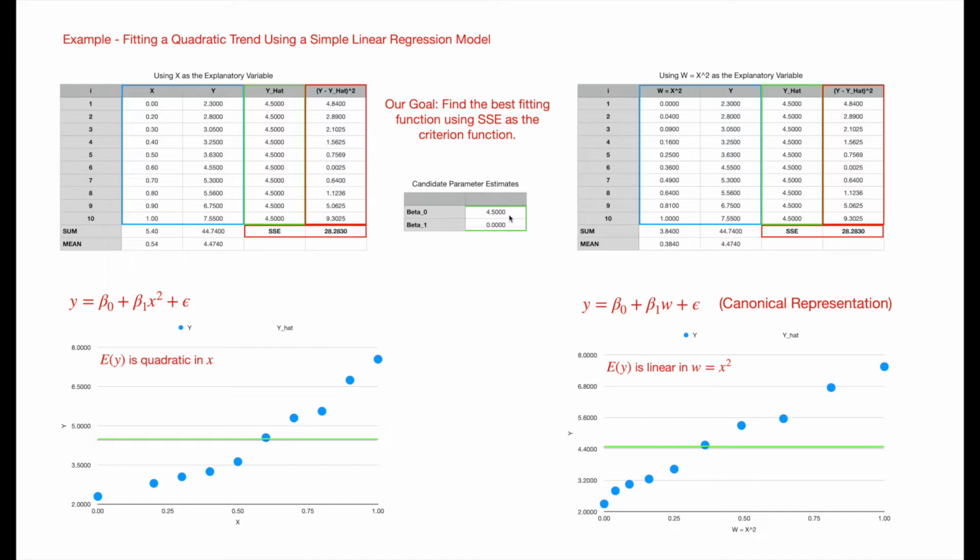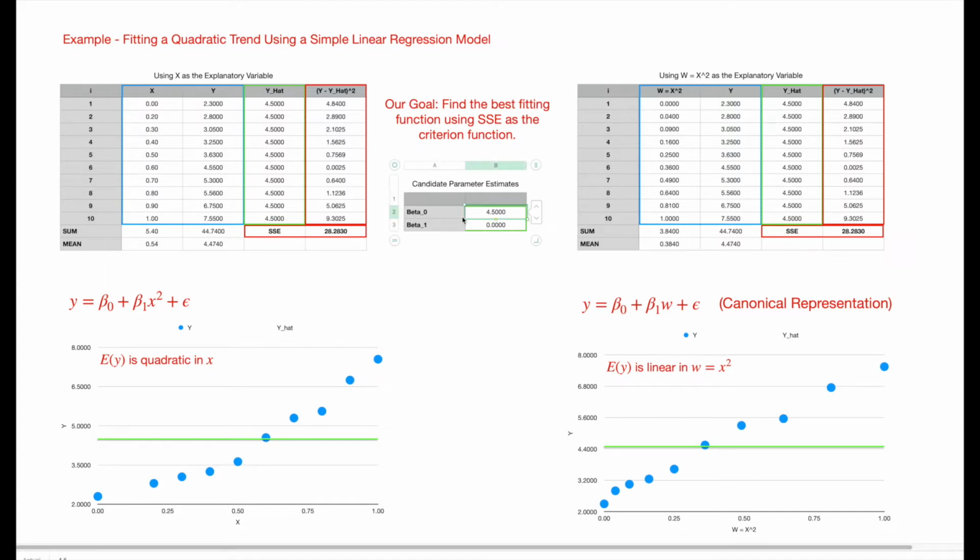So let's start off with the intercept coefficient, and I'm going to decrease that a bit and get it closer to where we think it needs to be, so maybe about there. And then I'm going to adjust the parameter estimate beta 1, which is multiplied against x squared in the graph on the left and against w in the graph on the right. Let me start to increase that.